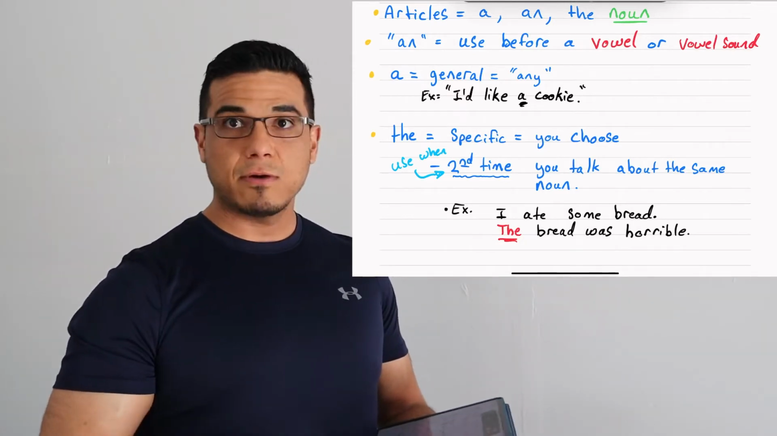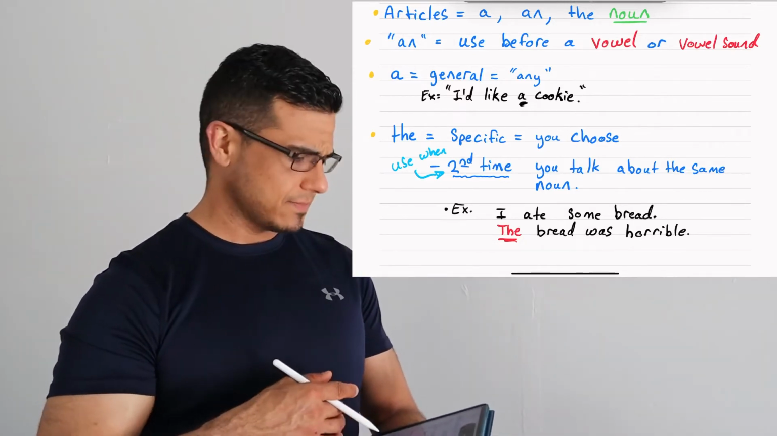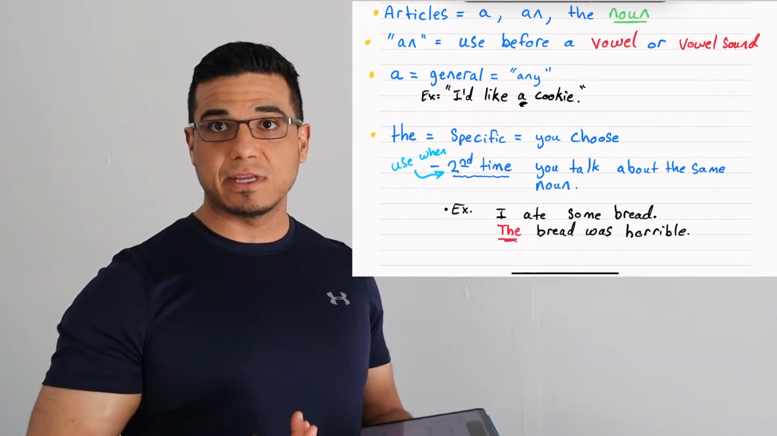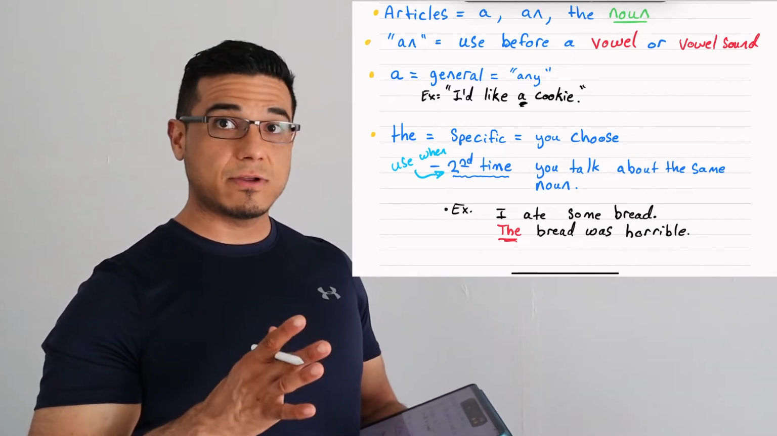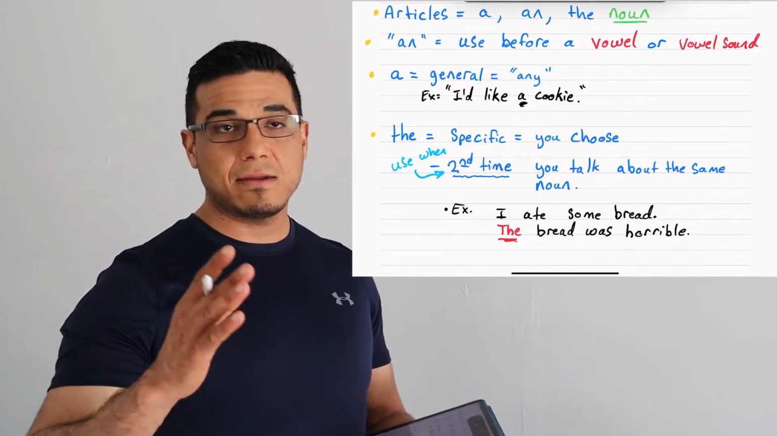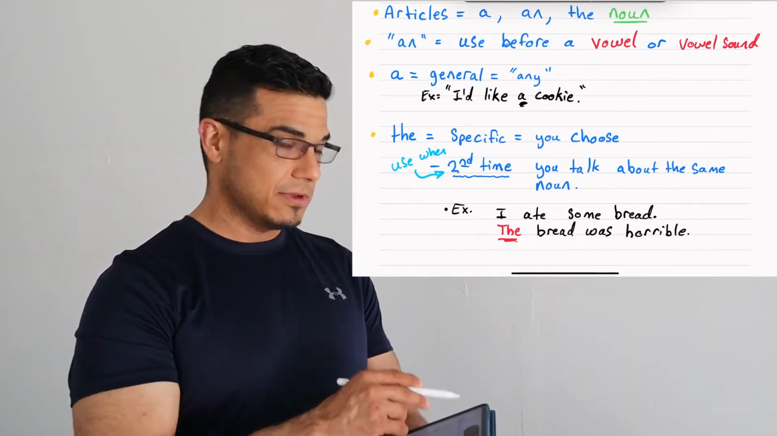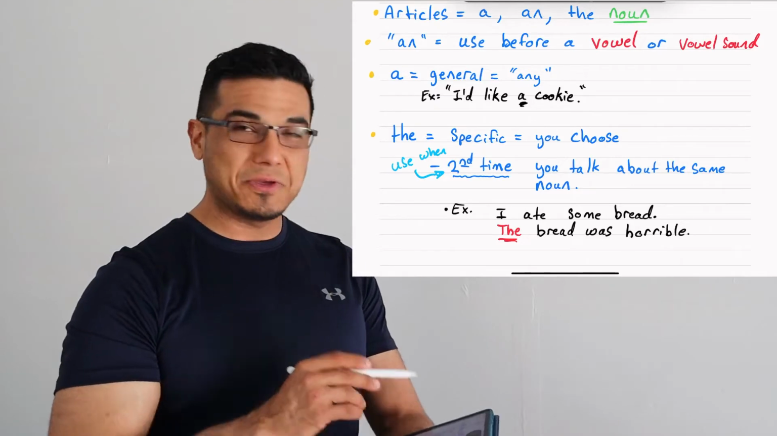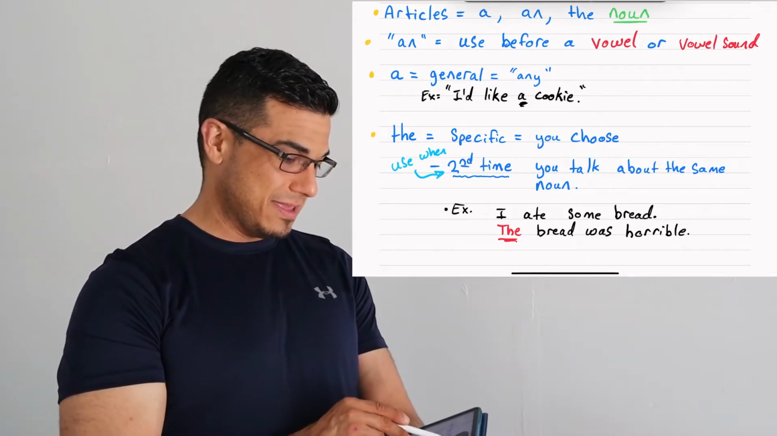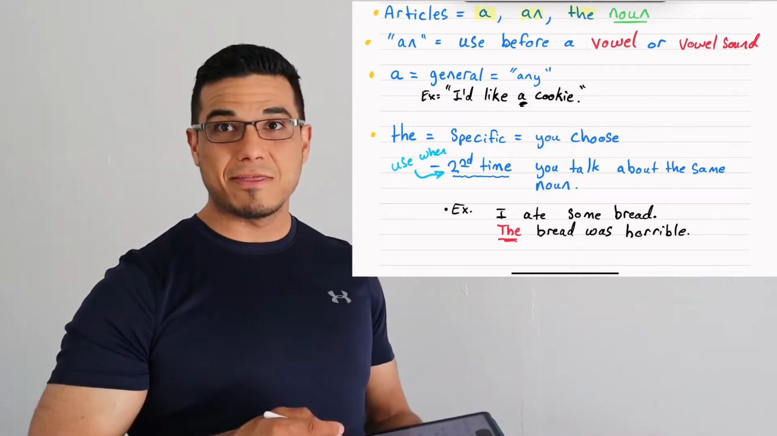Anywho, we're going to go ahead and jump straight in. Today we're talking about articles in English. These articles are known as a, an, and the. Ooh, just realized I have a fancy highlighter. So the articles we're going to talk about today are a, an, and the.